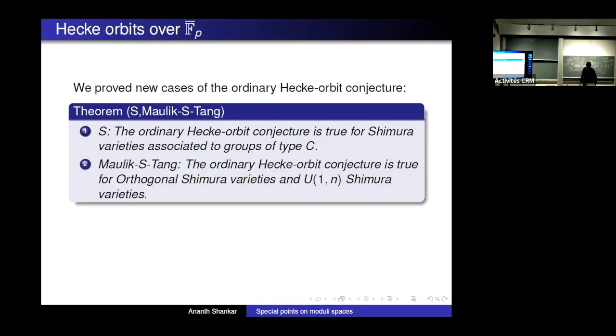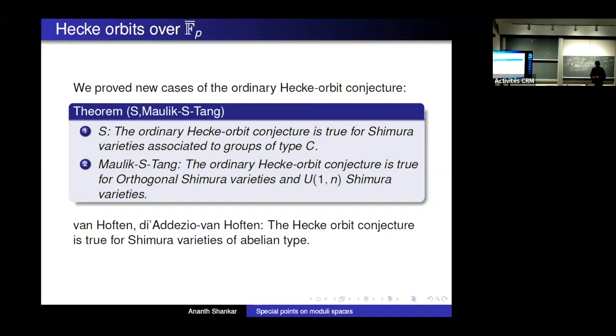And in joint work with Devesh Malik and Yunxing, we prove that the ordinary Hecke orbit conjecture is true for orthogonal Shimura varieties, specifically Shimura varieties associated with groups of the form SO(2,N), as well as unitary U(1,N) Shimura varieties. And this is very related to our theorem on Picard ranks of K3 surfaces.